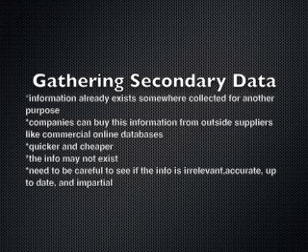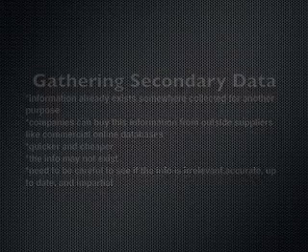Researchers usually start by gathering secondary data. The company's internal database provides a good starting point. Though this information already exists somewhere, collected for another purpose, companies can buy this information from outside suppliers like commercial online databases. This is quicker and cheaper than collecting the information themselves, though the information may not exist. They also need to be careful to see if the information is relevant, accurate, up-to-date, and impartial.